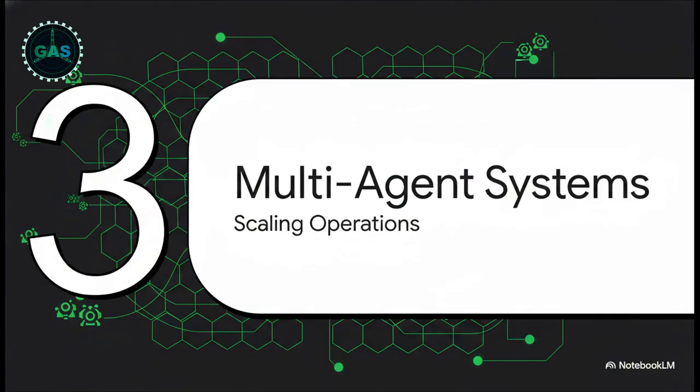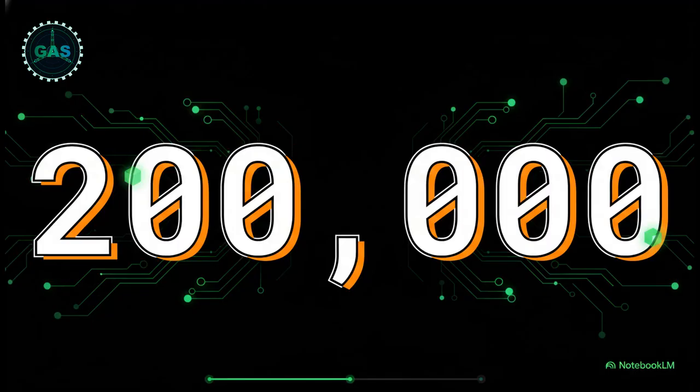Moving on to Phase 3, multi-agent systems, scaling your operations. Here, we're moving well beyond single-task automation and entering the realm of highly specialized automated workflows. To truly quantify the raw power of this system, you've got to understand context capacity. Every individual agent you deploy has an enormous 200,000 token context window. That equates to approximately 150,000 words of memory per agent with absolute retention.